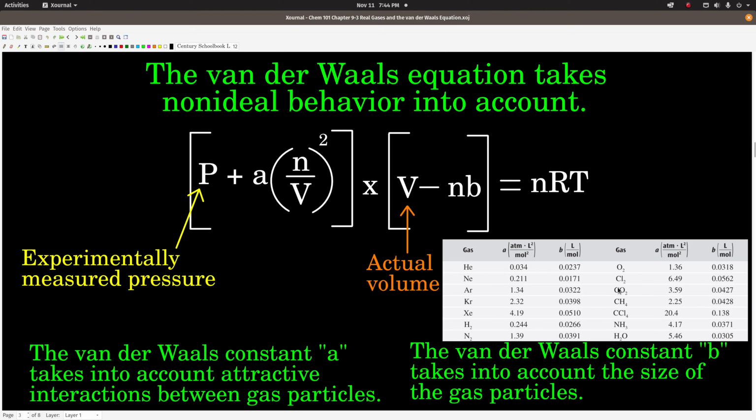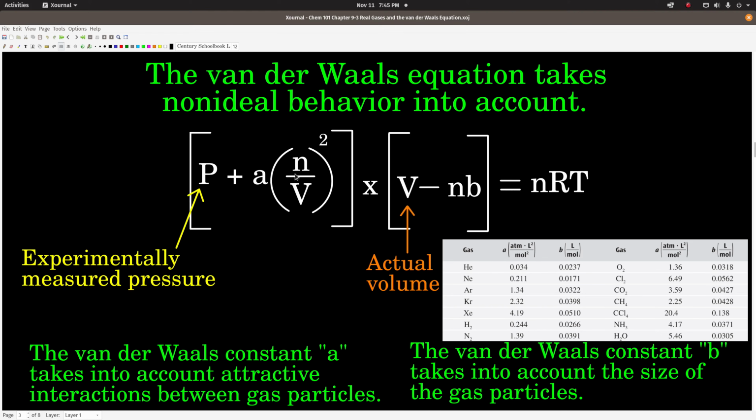So this down here is a table of some van der Waals constants for different gases. A, for helium, A here, B here. Water, A here, B here. The units of the van der Waals constants are such that everything works out, basically.